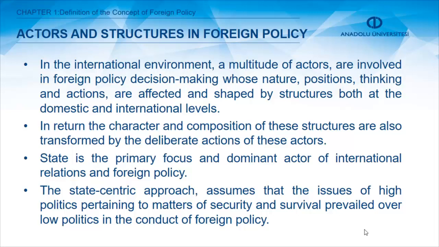Now, according to the traditional, conventional, or widely used approach, states are the dominant actors of international relations and foreign policy. These are the state-centric approaches, and they assume that the issues of high politics, which means security and survival, prevailed over low politics, like economics or social issues, in the conduct of foreign policy, and the single most important actor in the making of foreign policy is the state.